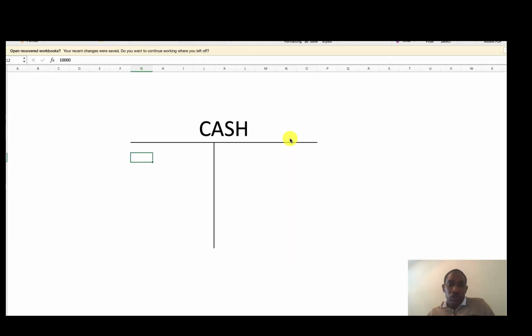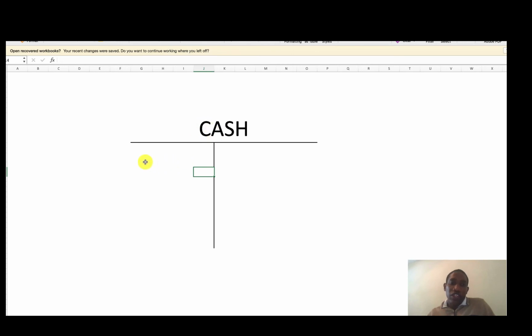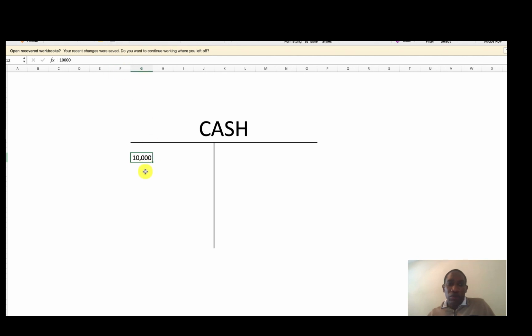So let me show you how T accounts work. Here we have a T account, right? You create a T and you put the name of the account. Like I said, the cash account is an asset account, and it increases with the debit and decreases with the credit. So here's cash. If I said cash increased by $10,000, where would I put that? I would put that on the debit side, right?